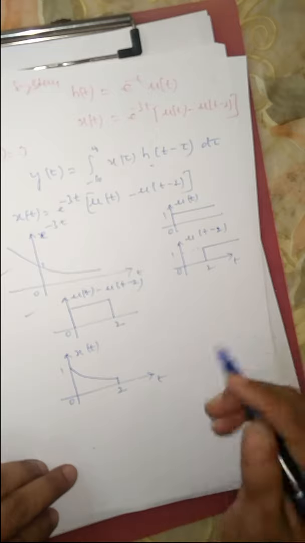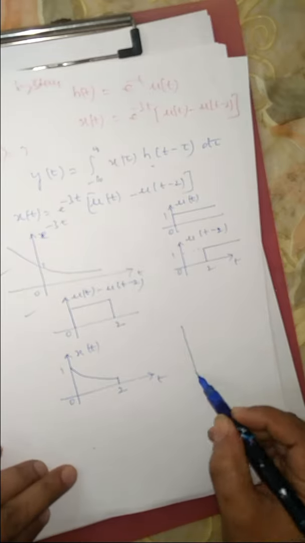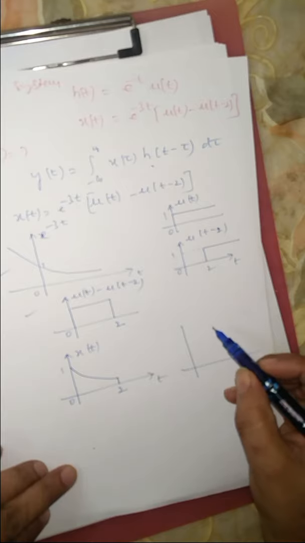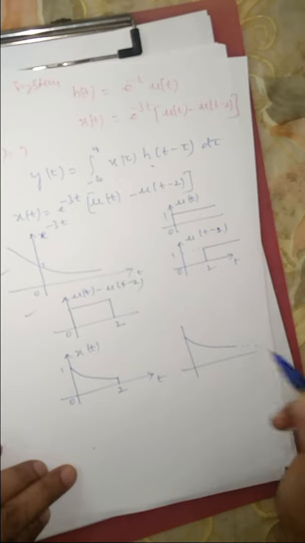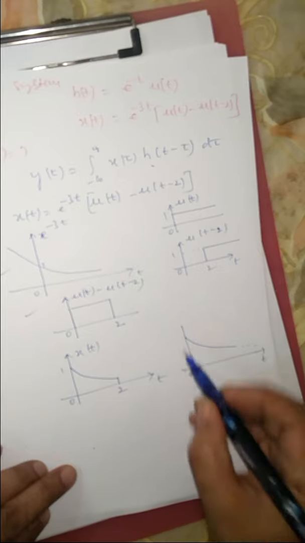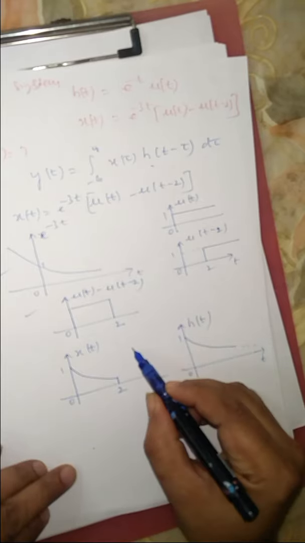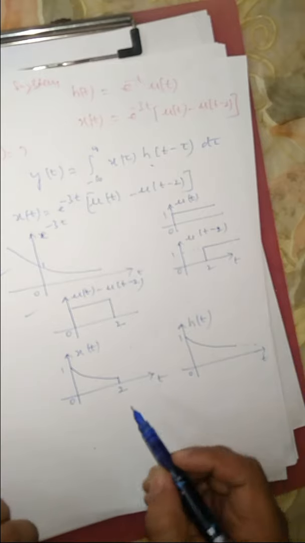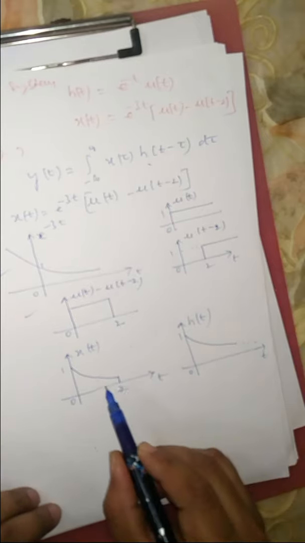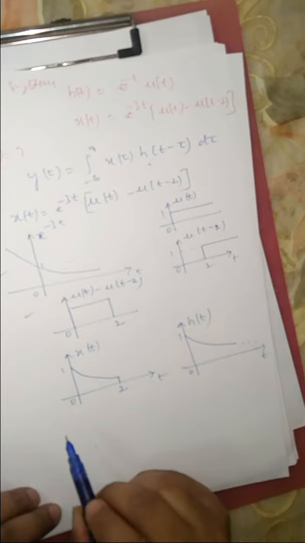Similarly, when you draw the impulse response h of t, where h of t is e to the power of minus t into u of t, the signal goes like this. This exists from 0 to infinity. This is the h of t. This is a fixed signal. This is the infinite duration signal. Now we need to convolve the finite duration signal and the infinite duration signal.